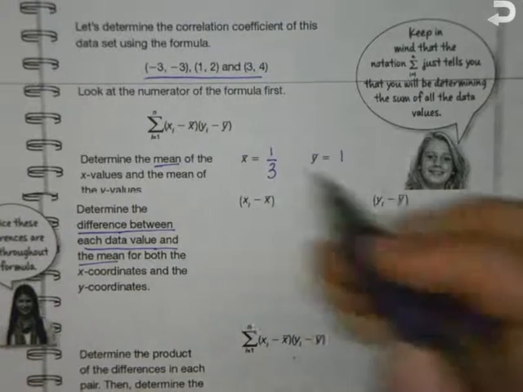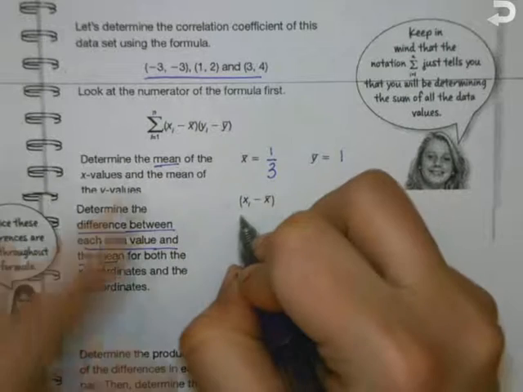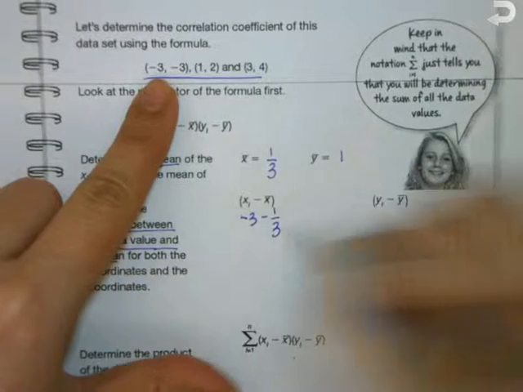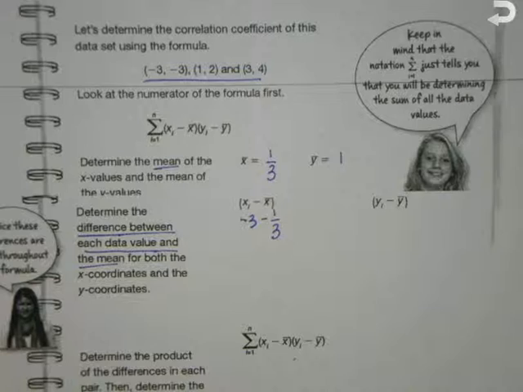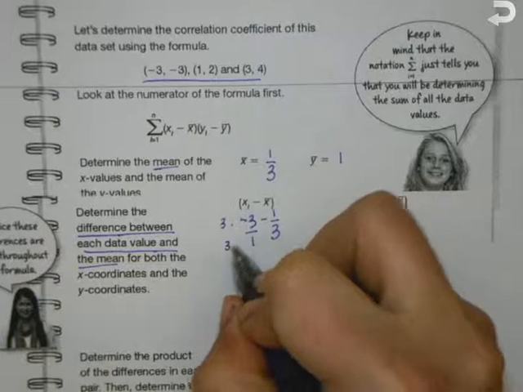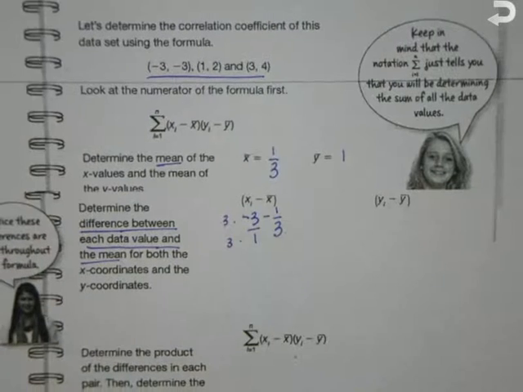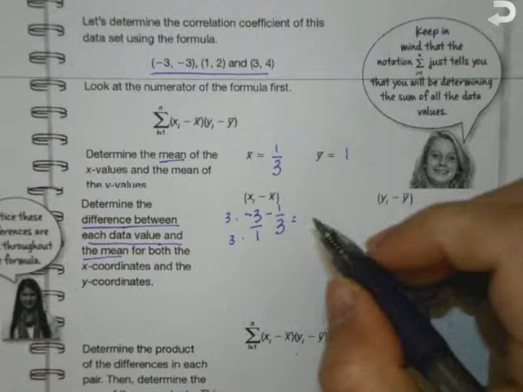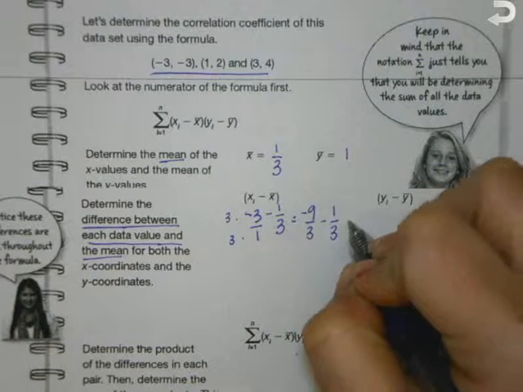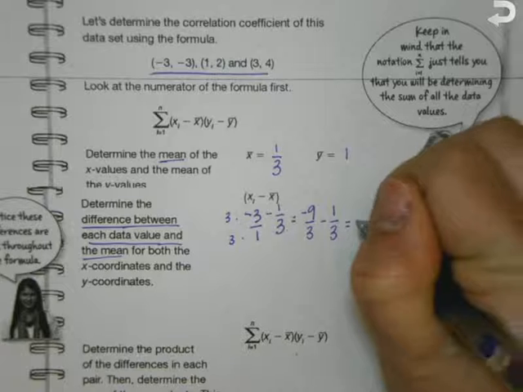So the first x value was -3, and then we subtracted 1/3. Now, -3 is the same as -3/1, so to get a common denominator, we multiplied top and bottom by 3, and that gave us -9/3 minus 1/3, which gave us -10/3.